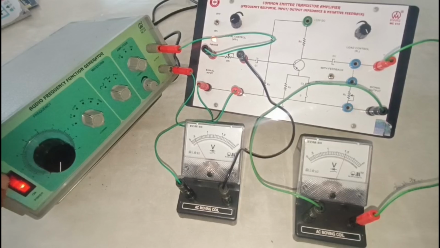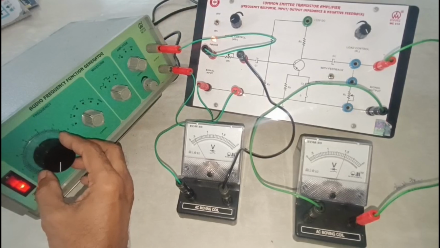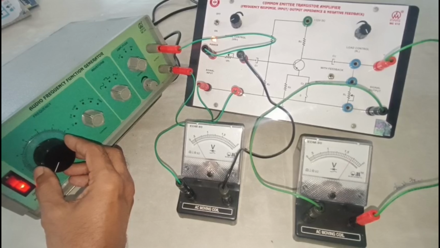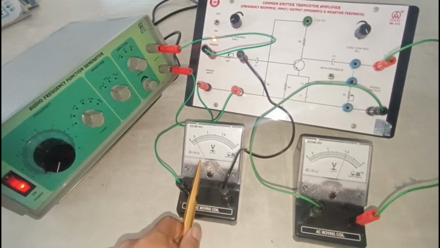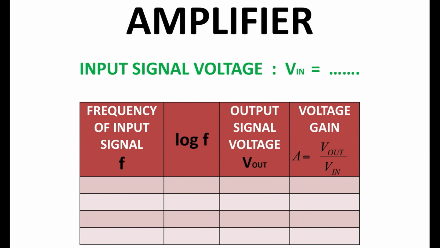Switch on the power supply of function generator. With the help of this knob, go on changing frequency of signal and note corresponding voltage of output signal, keeping the input signal voltage as constant. Make some calculations in the observation table and then plot a graph of voltage gain versus log of frequency.